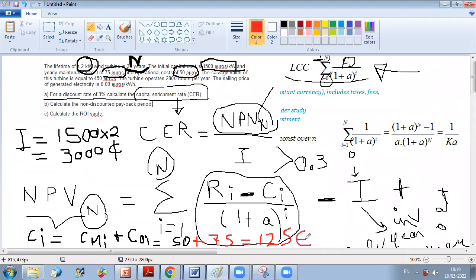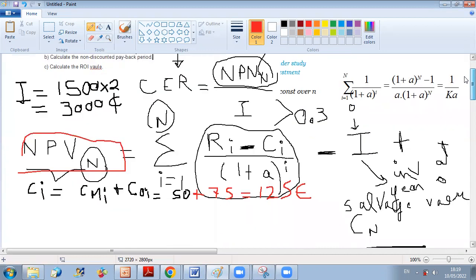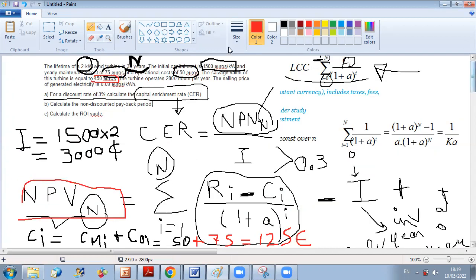Now, the second step: the salvage value is 450 euros. Because I'm calculating the net present value at year N, I should include the salvage term. If I'm calculating that NPV at any other year, I don't include the salvage value. So here, this represents CN, this is 450.